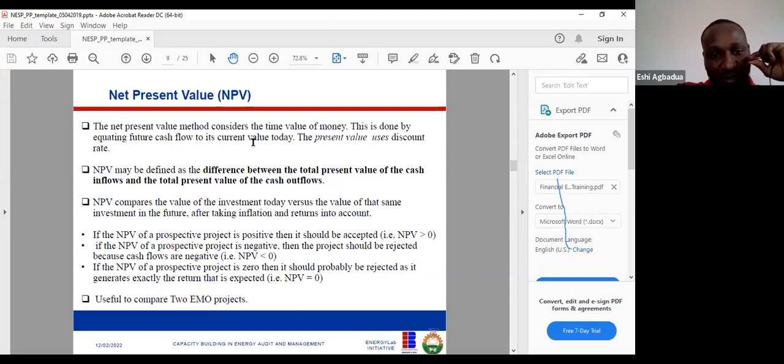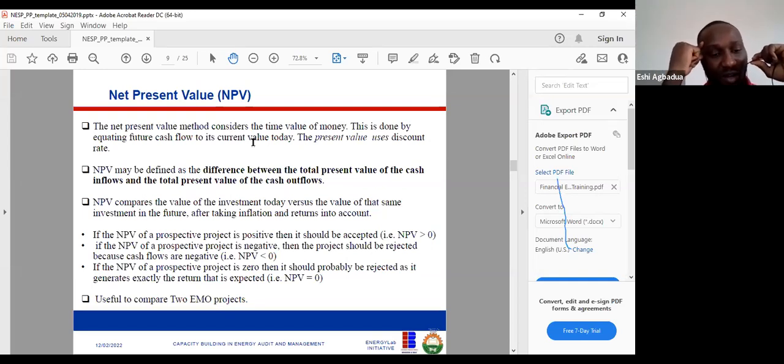He talked about net present value, so I won't talk too much, but I will just give the acceptable limits. If a net present value is positive, that is greater than 0, then it should be accepted. And if it's negative, less than 0, it should not be accepted. And if it's just equal to 0, of course, it doesn't make any sense.